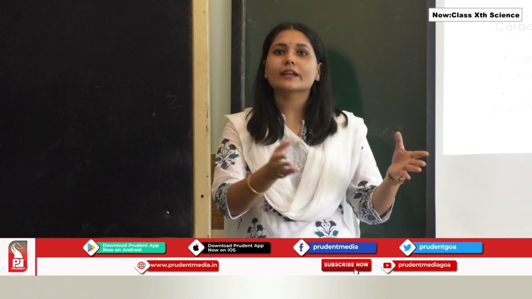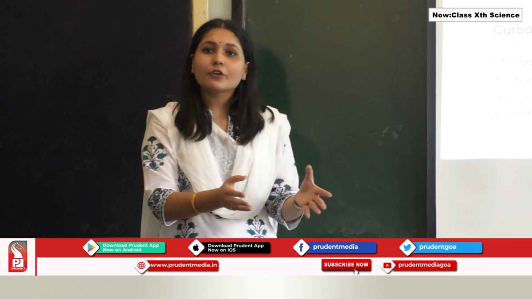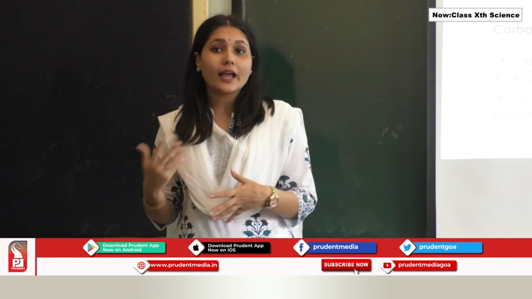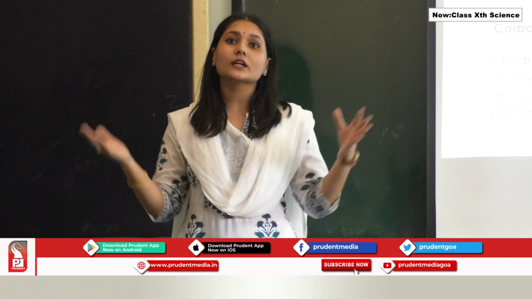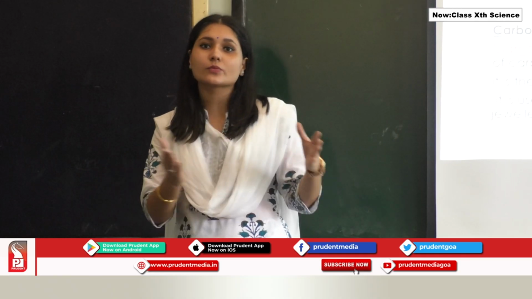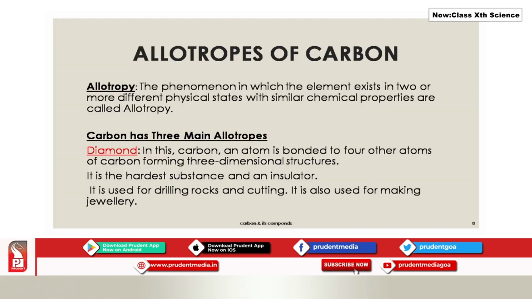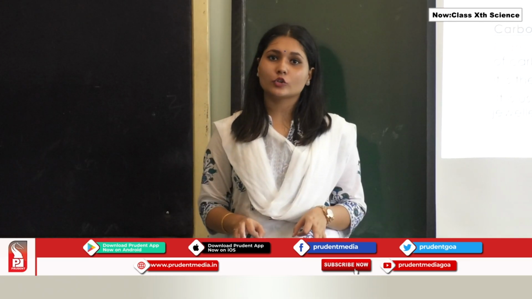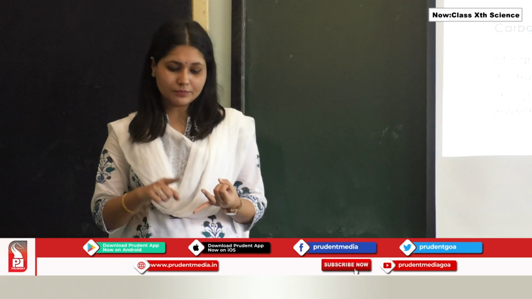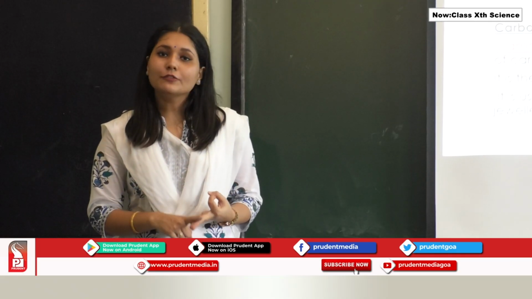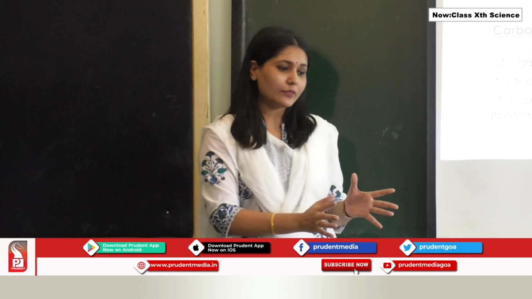For example, you take graphite and diamond. Graphite is opaque, diamond is highly lustrous and transparent, but the chemical composition of diamond as well as graphite consists of carbon. So this phenomenon in which an element exists in two or more different physical states with similar chemical properties is called allotropy. Now carbon has three main allotropes, that is diamond, graphite and fullerene. These are the crystalline varieties that we are going to learn about.